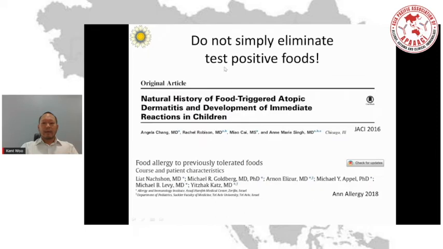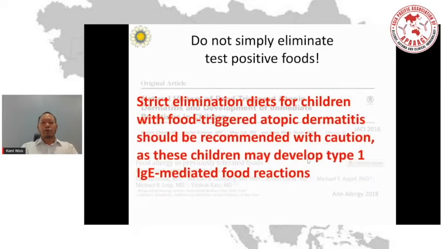But here's the thing. Studies are now showing, and these are two studies that have shown that if you were previously tolerating the food and you tested positive, but you were tolerating it perfectly fine, and you eliminate that food from the diet, it can trigger a type 1 IgE mediated food reaction when that food is reintroduced later on. And in some of these studies, the elimination diet was as short as 2 weeks. And upon reintroduction after that period of time, they actually developed a type 1 IgE mediated food reaction. So we have to be very cautious.